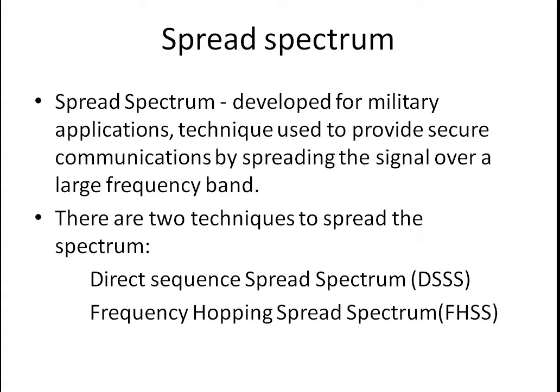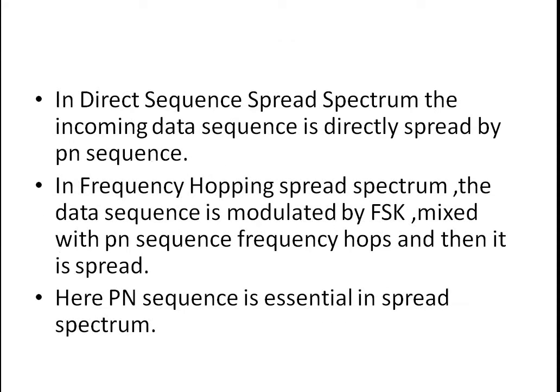What is spread spectrum? The spread spectrum is developed for military applications. It is a technique used to provide secure communications by spreading the signal over a large frequency band. There are two techniques to spread the spectrum: direct sequence spread spectrum and frequency hopping spread spectrum. In direct sequence spread spectrum, the incoming data sequence is directly spread by PN sequence. In frequency hopping spread spectrum, the data sequence is modulated by FSK mixed with PN sequence, the frequency hops, and then it is spread. Here PN sequence is essential in spread spectrum.